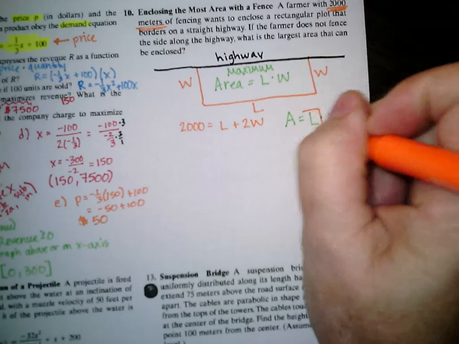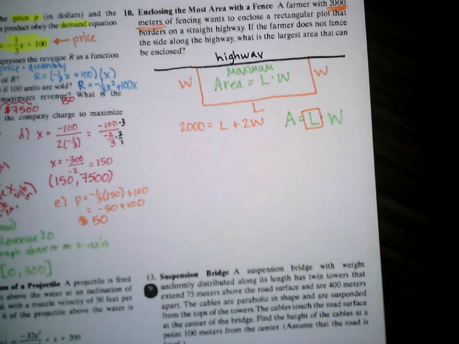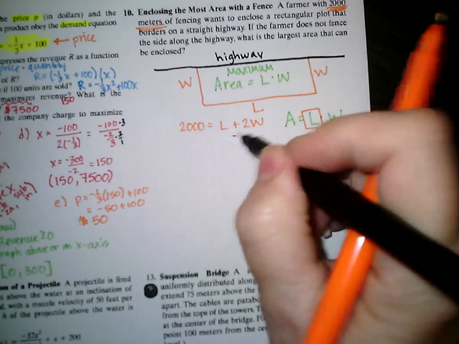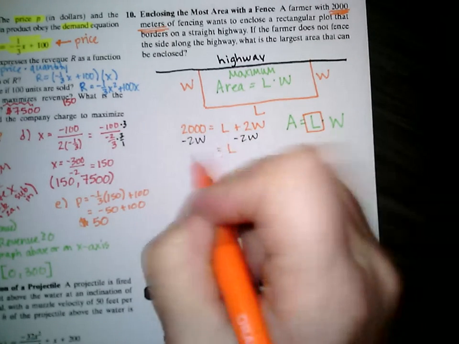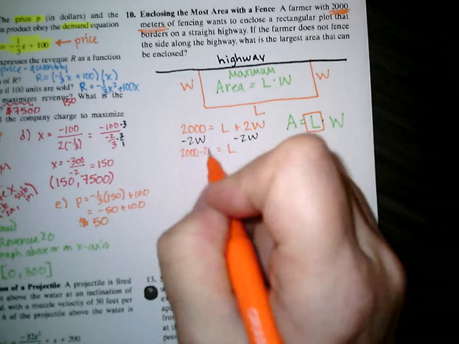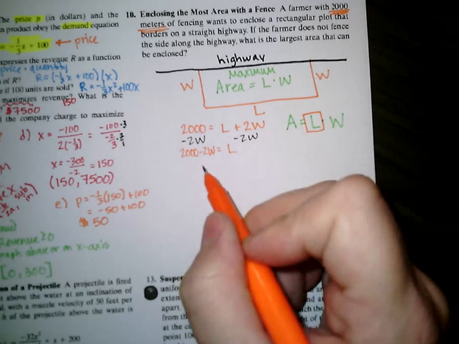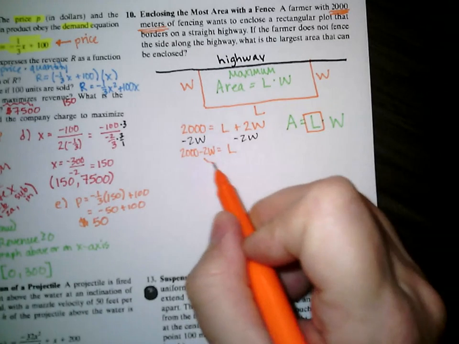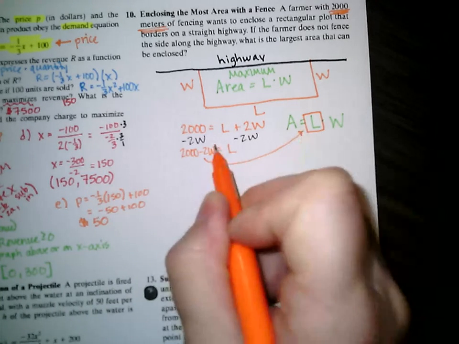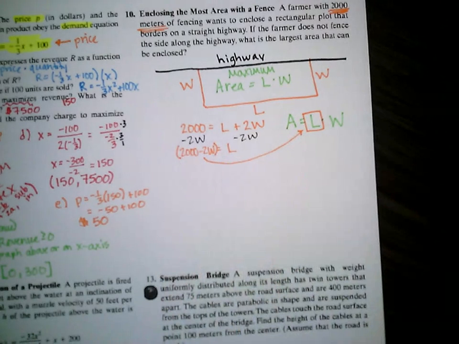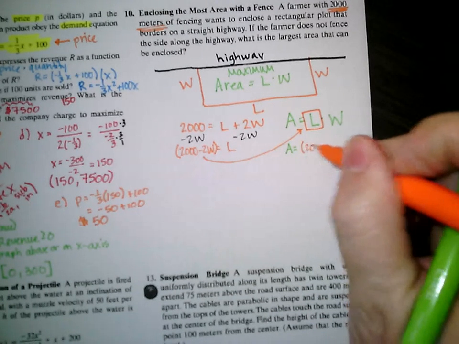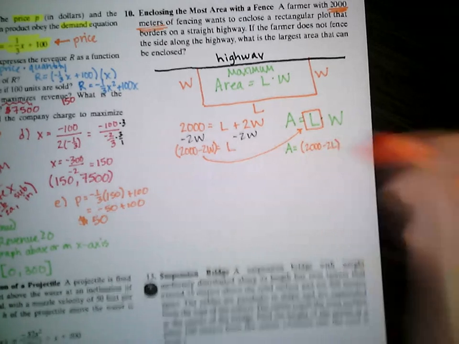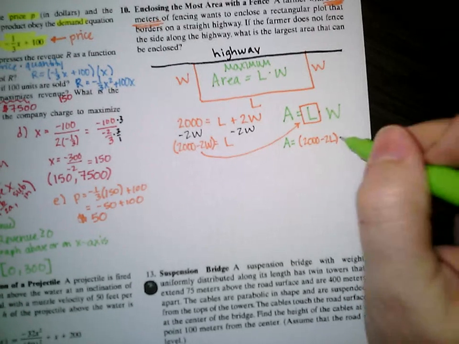I'm going to replace this L by doing some stuff over here. So I will subtract my 2W, and that gives me L equals 2000 minus 2W. So I can make that replacement into this equation, 2000 minus 2W in for the L. So now I have the equation A equals 2000 minus 2W times W.